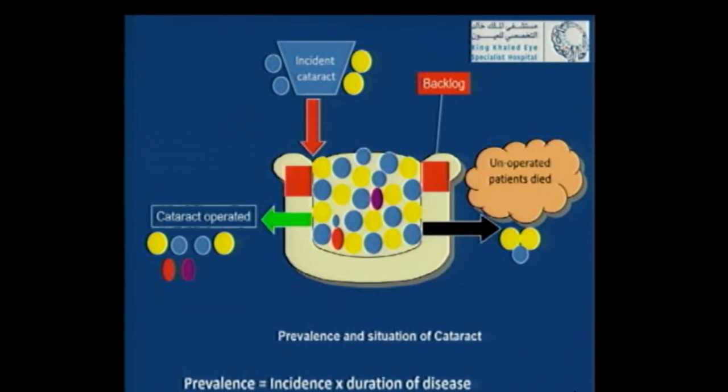The simple formula for a chronic disease is that prevalence is nothing else but incidence multiplied by the duration of that disease. So glaucoma, diabetic retinopathy, these are conditions which will last at least 20 to 30 years, so their prevalence will be much, much higher compared to new cases detected in hospital-based data.